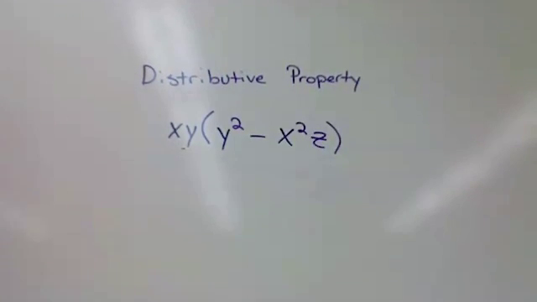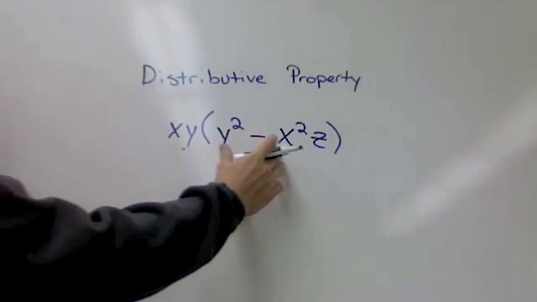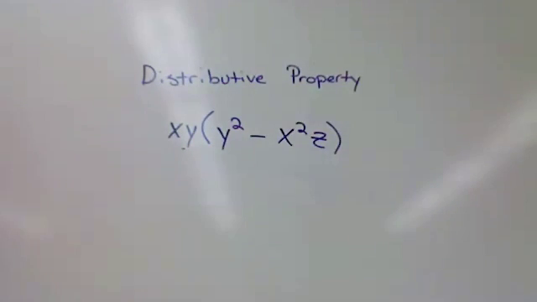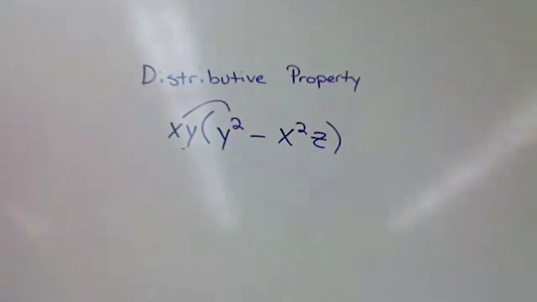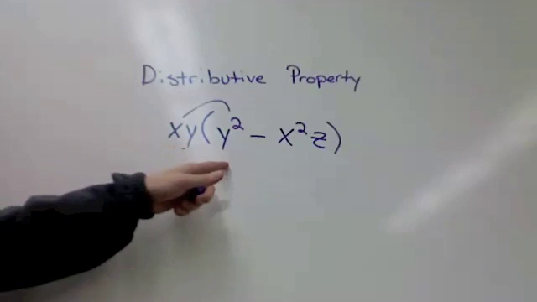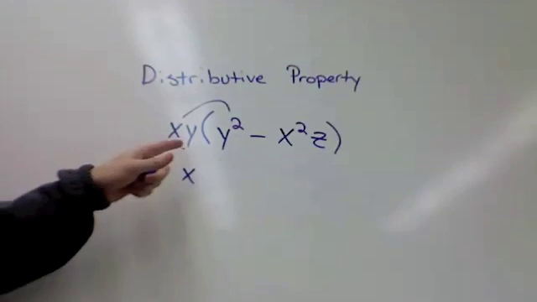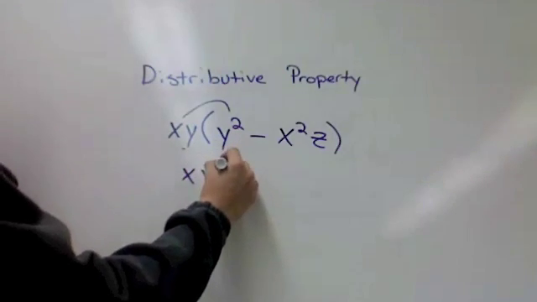So let's take a look at an example here. We have xy times (y squared minus x squared z). Now if we do our distributive property and go xy times y squared, we obviously see we're going to get an x. And here, if we multiply y times y squared, we count up and we have 1, 2, 3 y's now. So we're going to get y cubed.